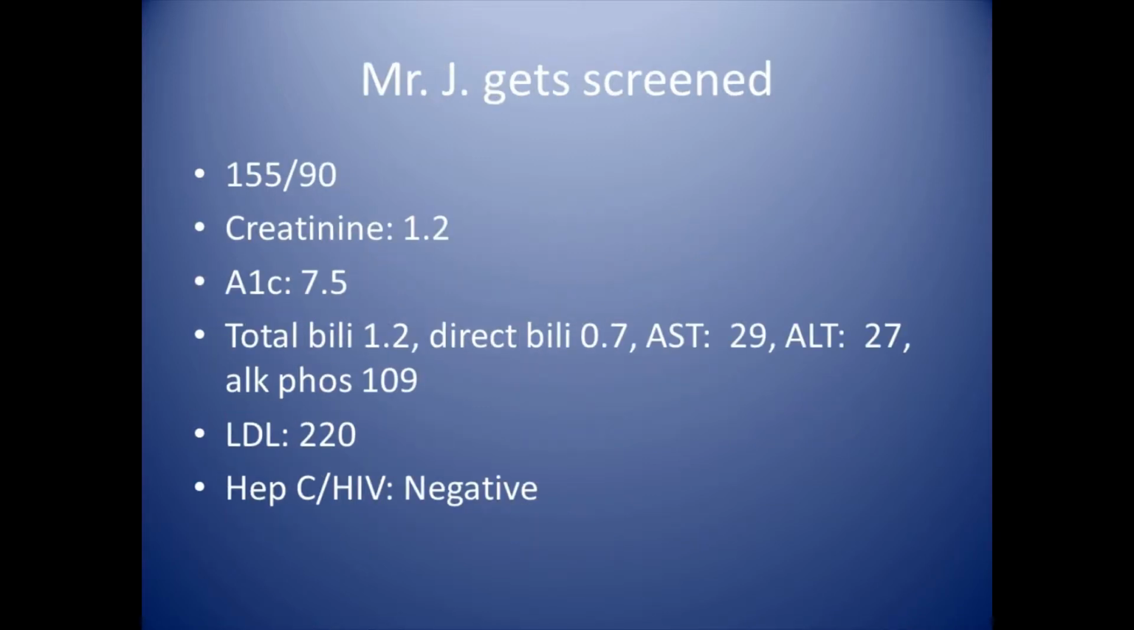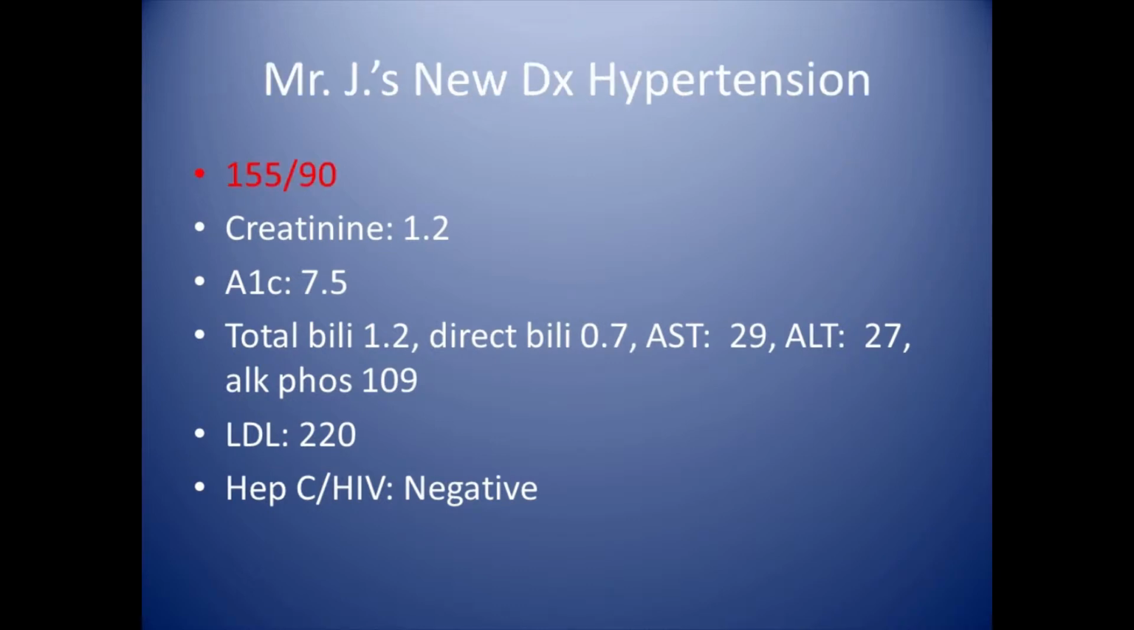Returning to Mr. J. He had a new diagnosis of hypertension with a blood pressure of 155/90. We developed an algorithm based on national guidelines and local guidelines that we then simplified to expedite and facilitate easy identification of when to refer a patient, as well as when to initiate a medication.